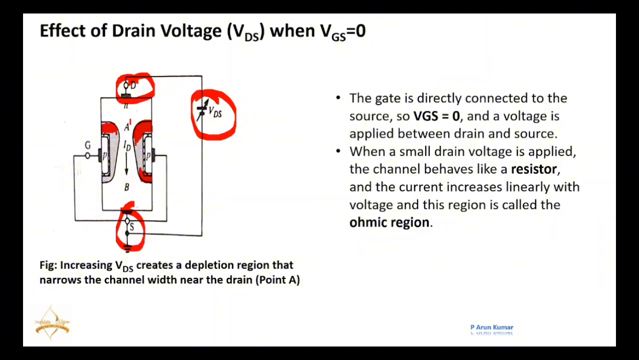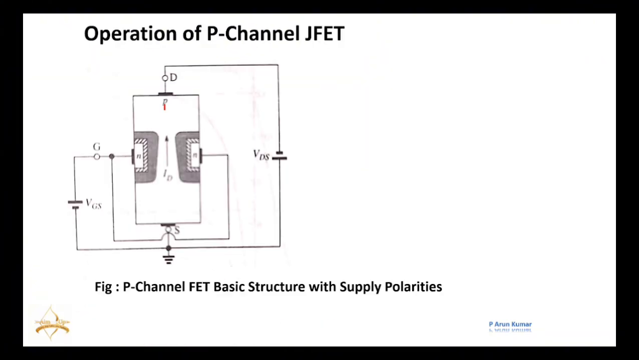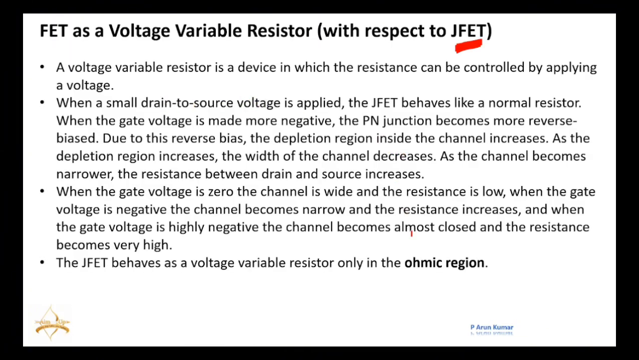The resistance at the drain side is initially low. As we increase this VDS, this resistance goes on increasing, because the depletion region is increasing. So the variation in the resistance with respect to this VDS is called a voltage variable resistance. And that we can see in the ohmic region only. Just go through it. Very simple.